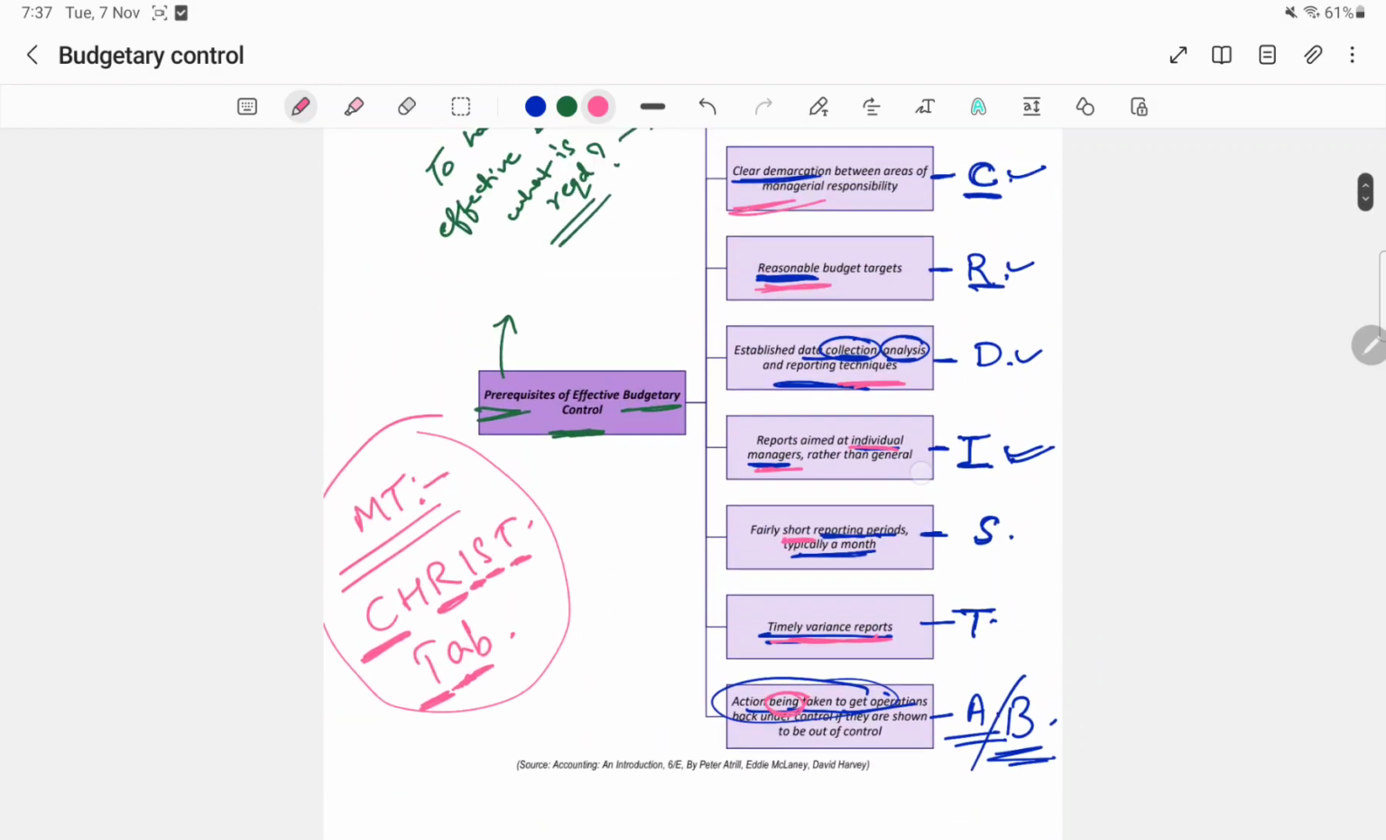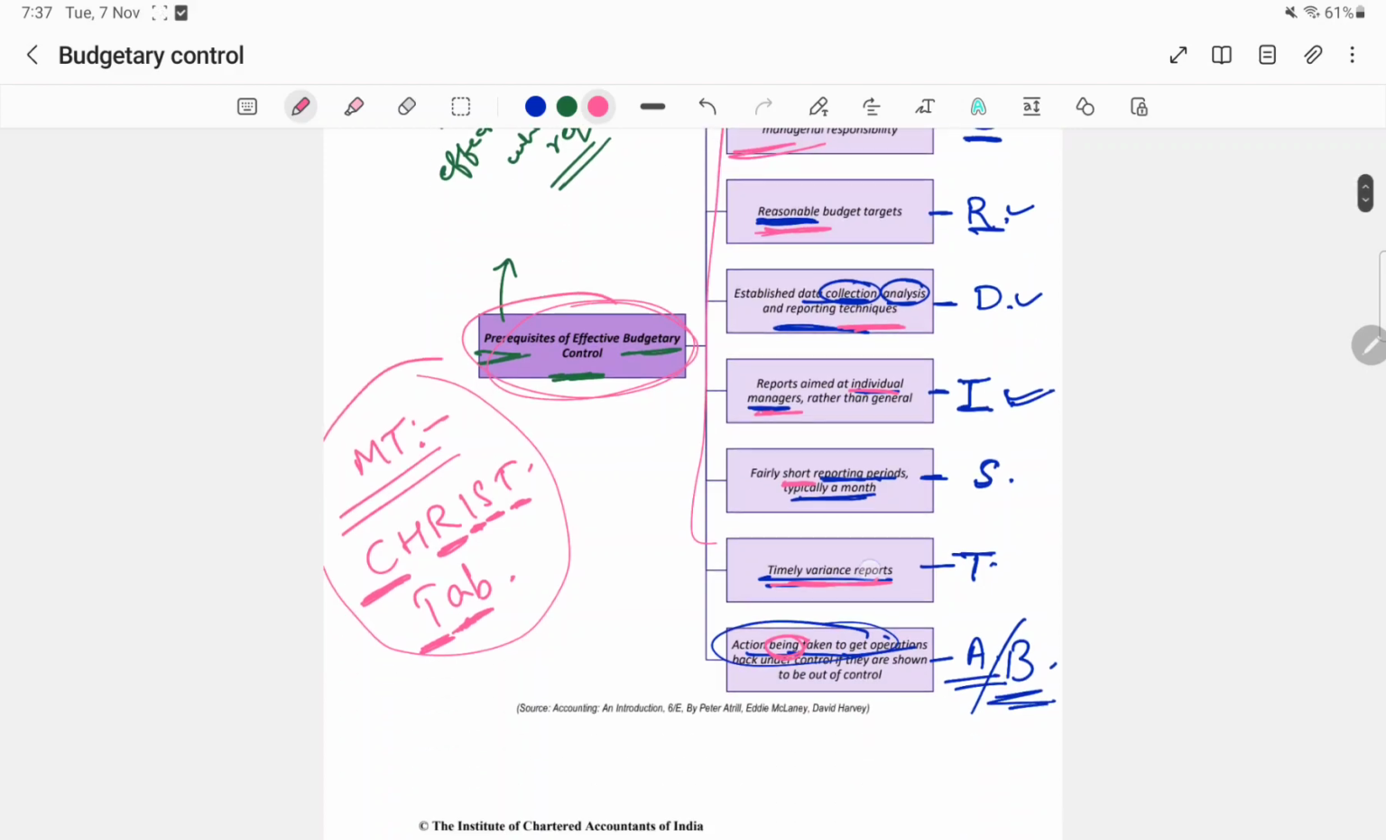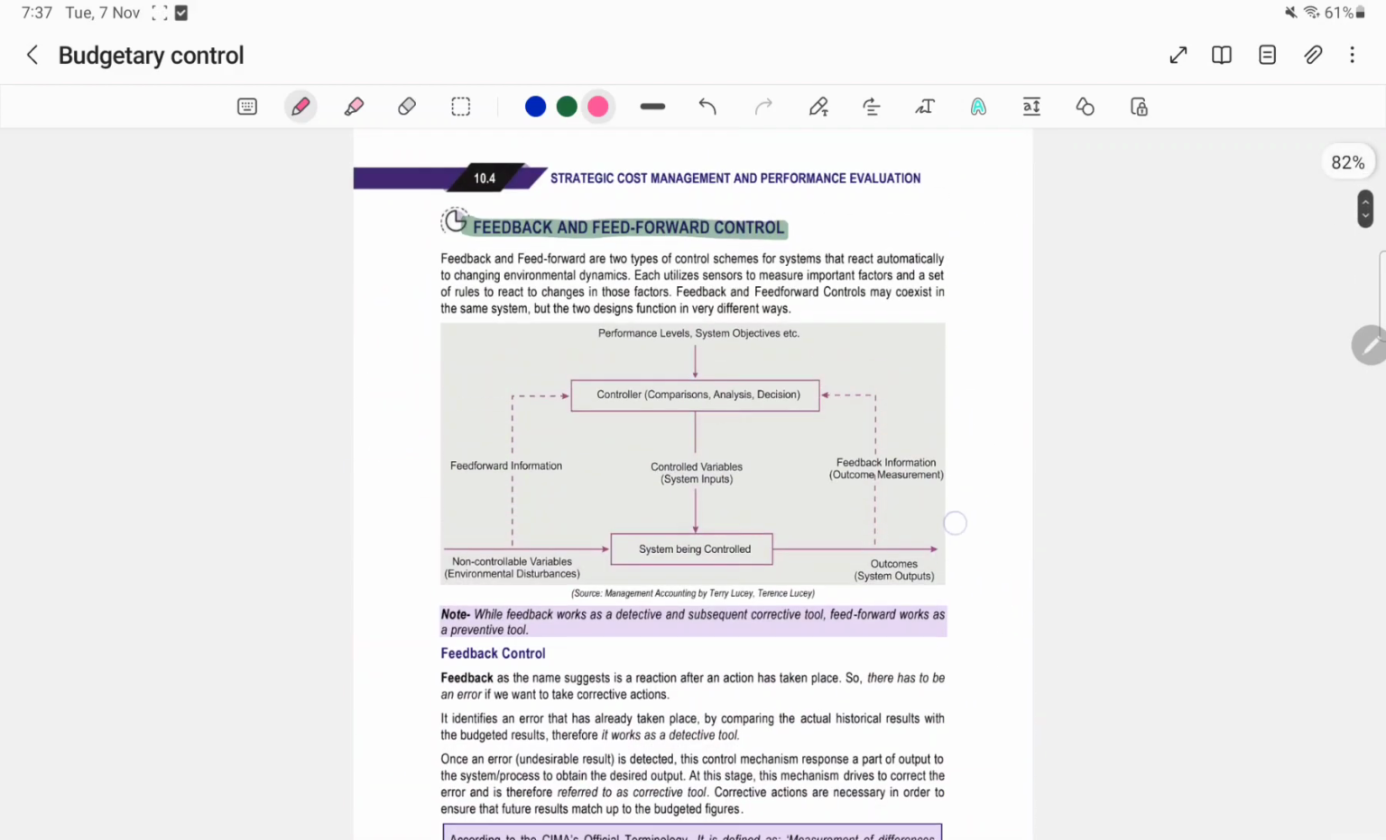Now what was the question? Also you have to keep in mind the prerequisites of effective budgetary control, that is, how we can achieve effective budgetary control. So we have to follow these points, then only we can achieve effective budgetary control.